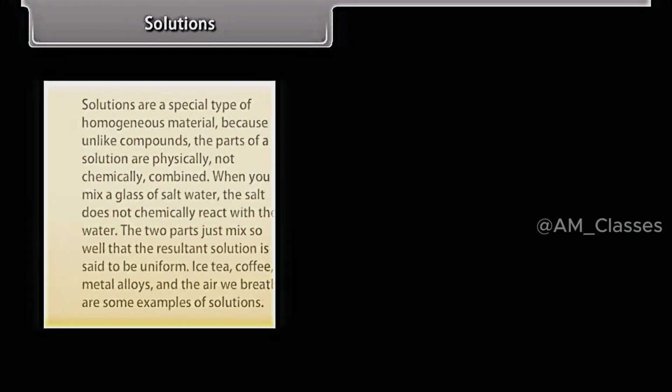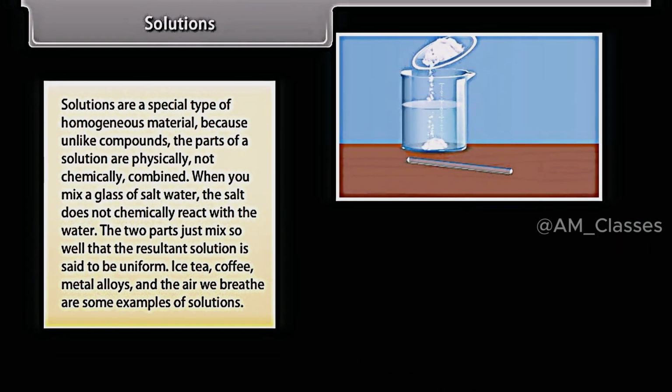Solutions. Solutions are a special type of homogeneous material because unlike compounds, the parts of a solution are physically, not chemically combined. When you mix a glass of salt water, the salt does not chemically react with the water. The two parts just mix so well that the resultant solution is said to be uniform.